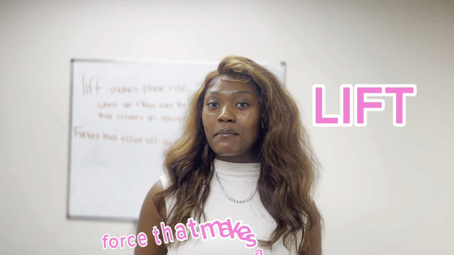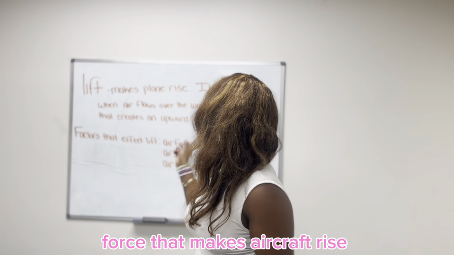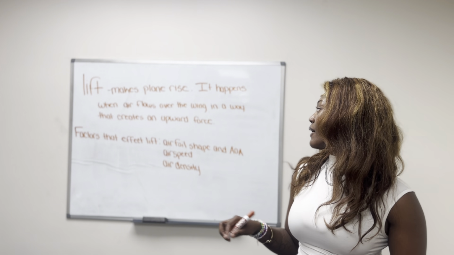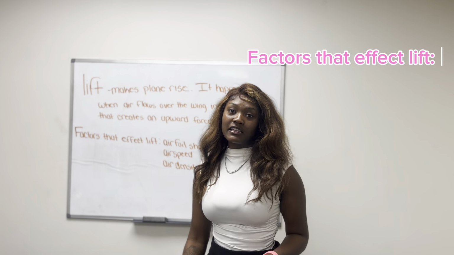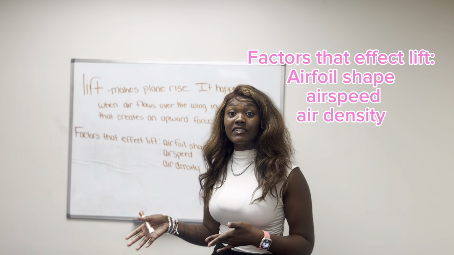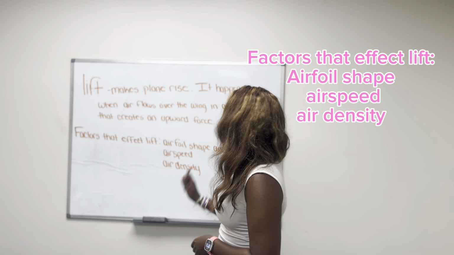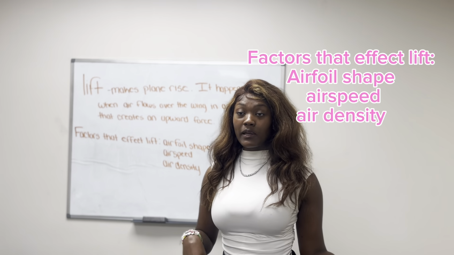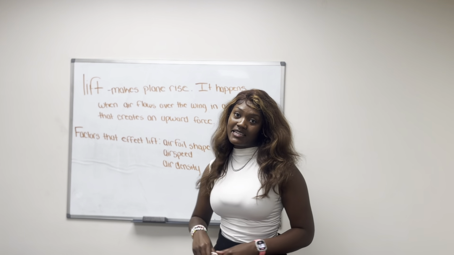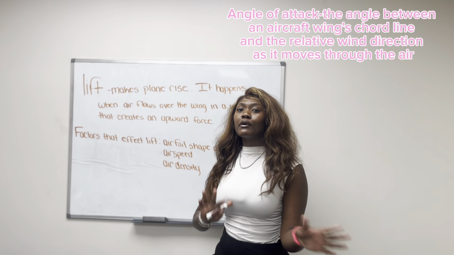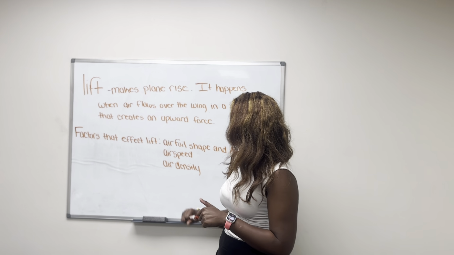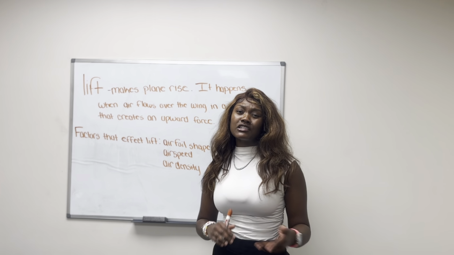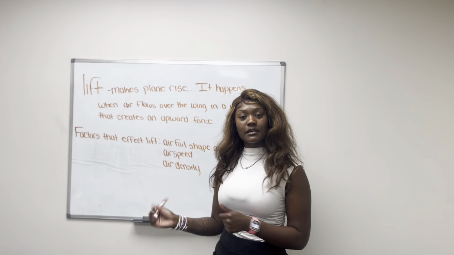So first, we're gonna talk about lift. Lift is the force that makes the airplane rise. It happens when air flows over the wing in a way that creates an upward force. And there are some factors that do affect lift and how a plane is lifted into the air. So we have an airfoil shape, which is basically the shape of the wing, and we have your angle of attack, which I'll tell you the definition, but we'll get more into that in a next video. And then we have airspeed and air density, which is basically your pressure and your temperature changes.